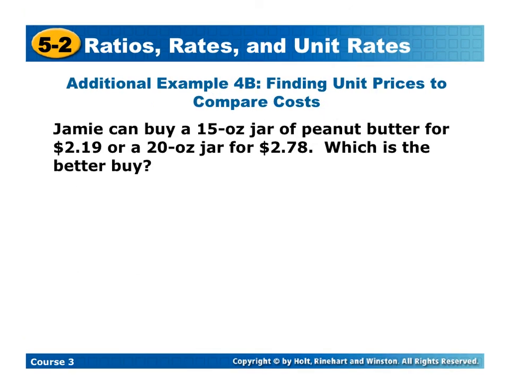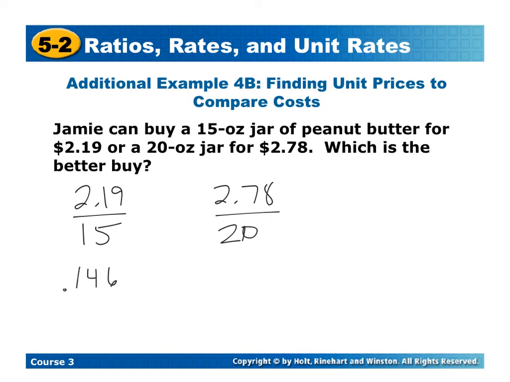So now it's your turn. Why don't you go ahead and pause the video and try and figure out which peanut butter jar is the better buy. So here we have $2.19 for 15 ounces compared to $2.78 for 20. So if I do $2.19 divided by 15, I end up with 14.6 cents per ounce, or 0.146. If I do $2.78 divided by 20, I'm going to get 0.139. So in this case, the bigger jar is the better buy.